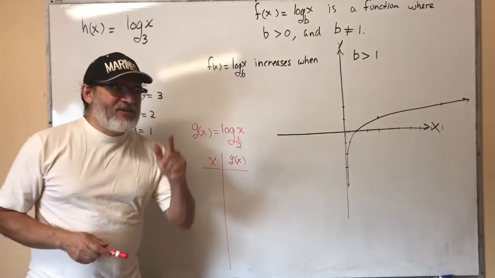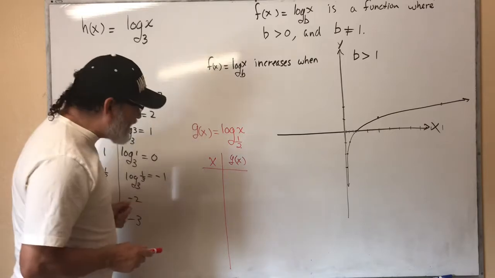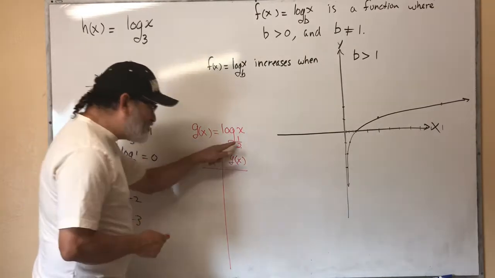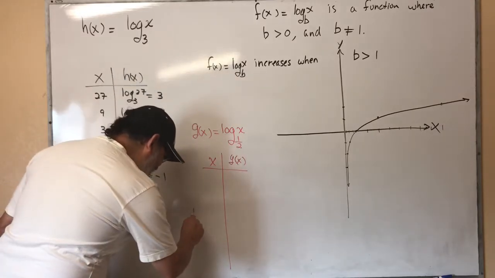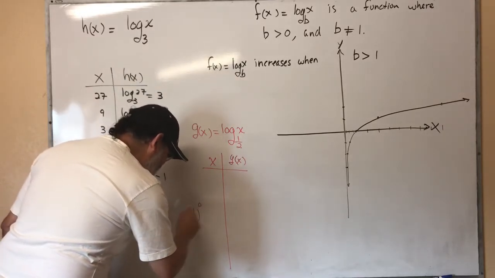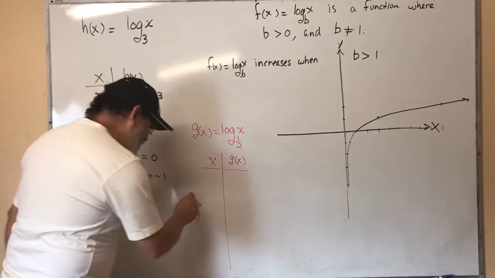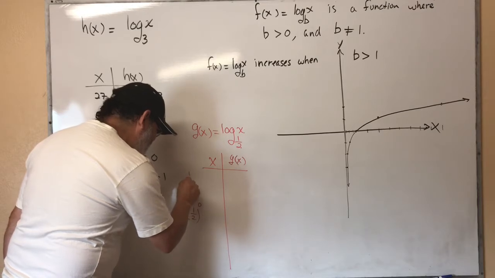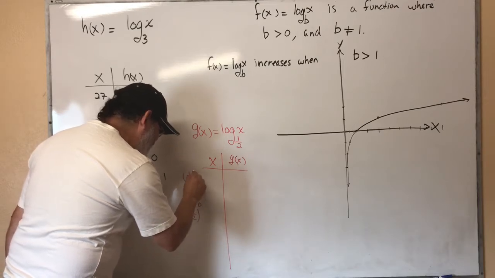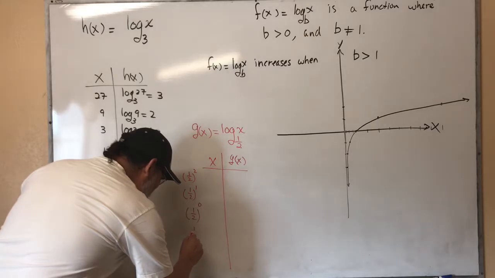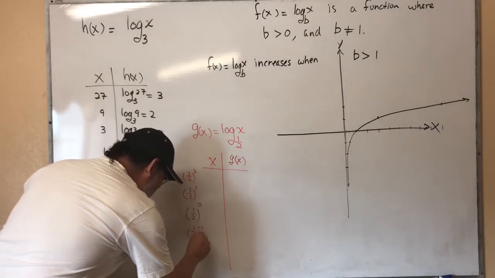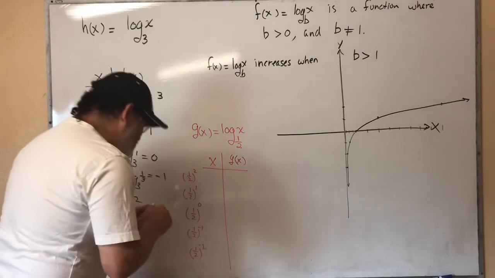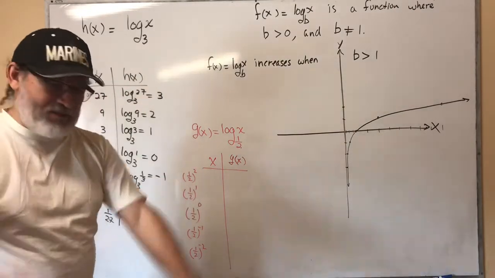Let's pick smart values for x. What is a smart value for x? This base to the 0. That's a smart value. Base to the first. Base to the second. Base to the -1. Base to the -2. These are smart values for x.